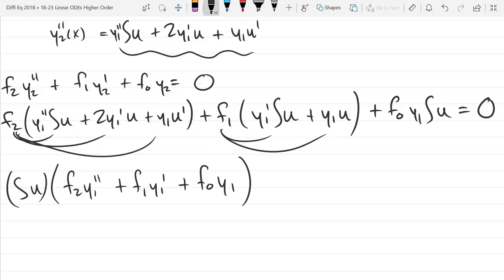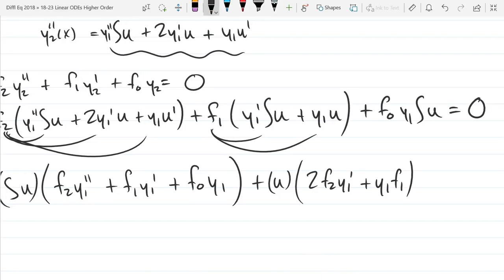Now I'm going for regular u terms. So I have 2 f2 y1 prime, and y1 f1. And for u prime terms, there should only be one, and it's going to be f2 u prime, f2 y1.